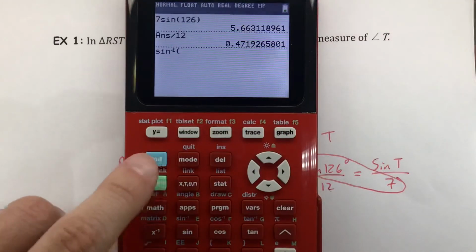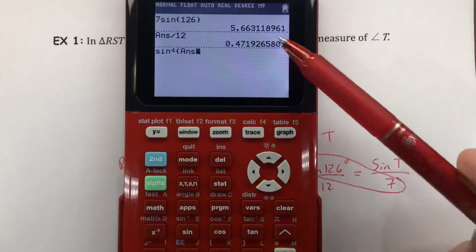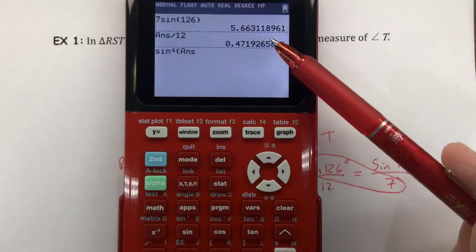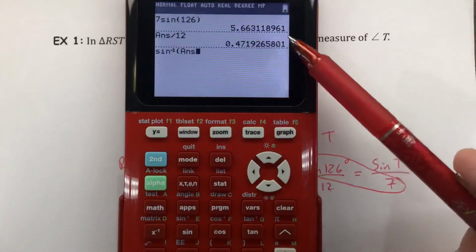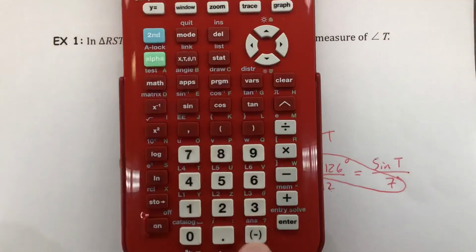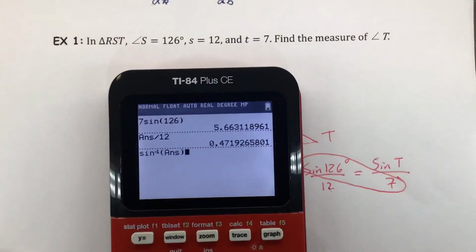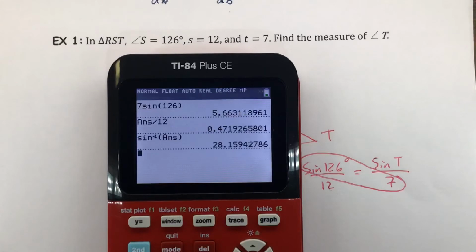On my calculator, if I press second negative, it's going to recall the last answer that I had in there, so I don't have to highlight it or type it in. So I can just press second negative, and it pulls that answer automatically into it. Go ahead and press enter, and I get 28 point, let's just call it 28.2.